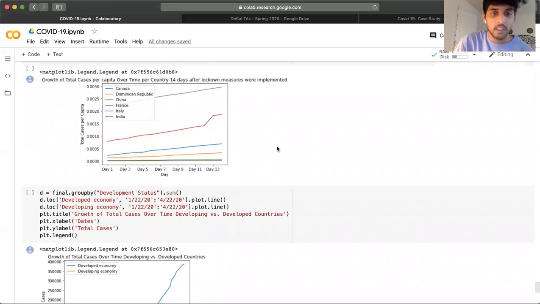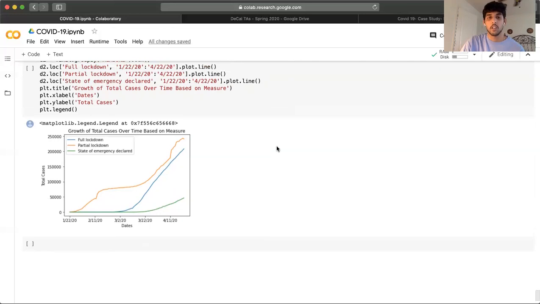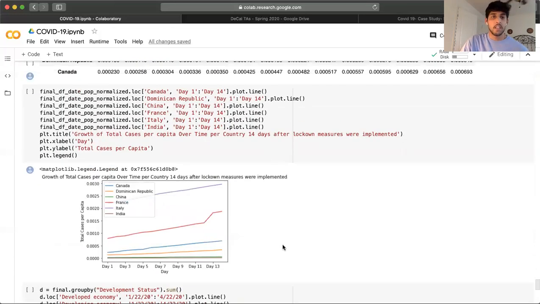And I hope you guys can see that depending on what type of data visualization you choose, you can depict many different things about the data that you're examining.